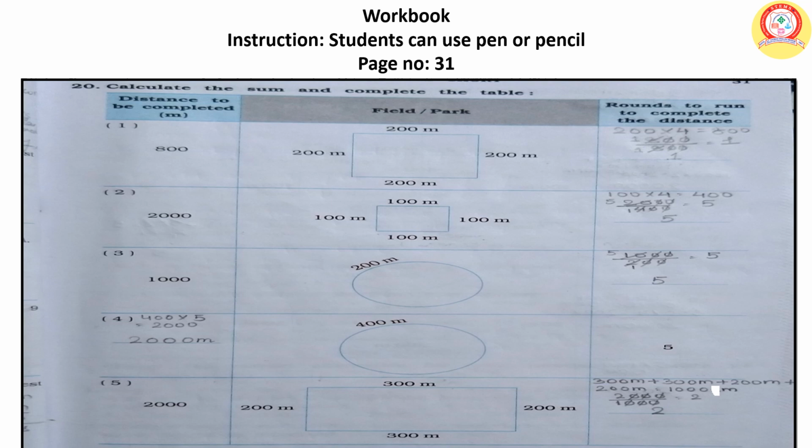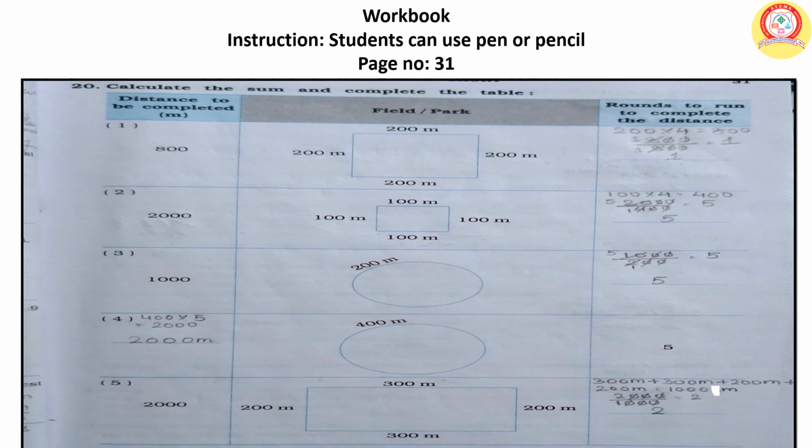Okay children, now let's move to the second one. In the second one, the distance to be covered is 2000 meter. The distance of the field is 400 meter, as 100 multiplied by 4 is equal to 400 meter. Now we will see how many rounds are required to cover 2000 meter. So we will divide distance to be covered by the length of the round. So 2000 divided by 400, we will get 5 rounds to run to complete the distance.